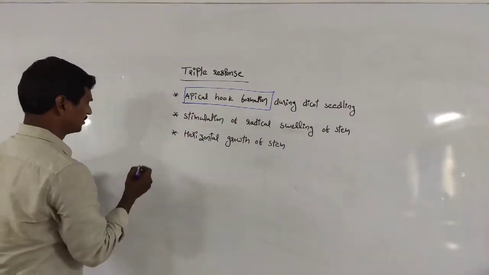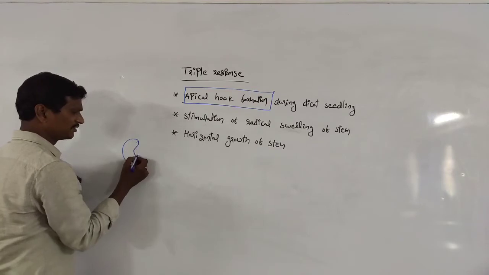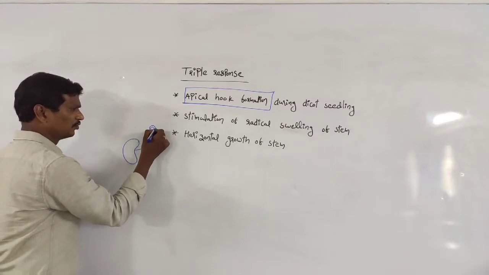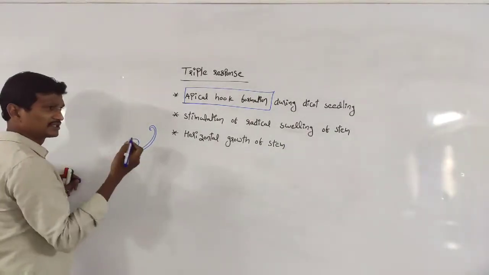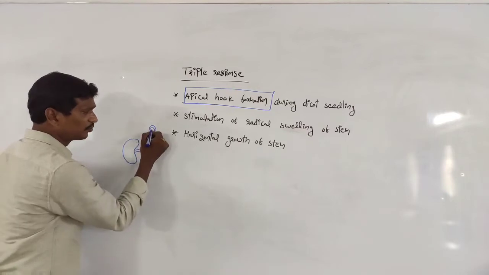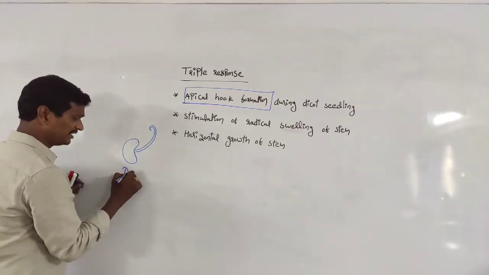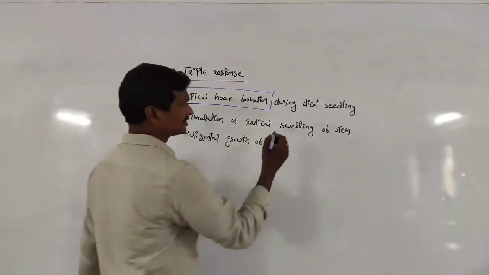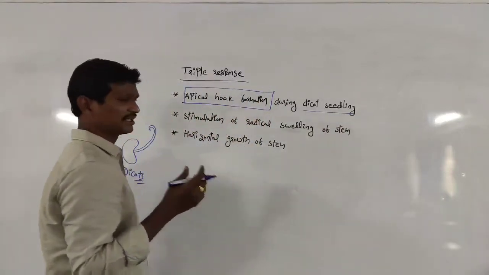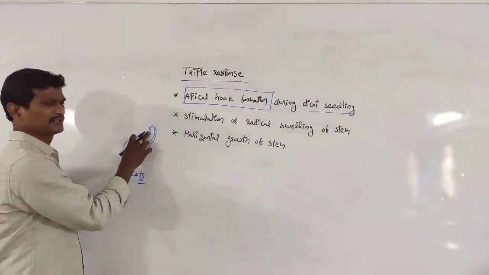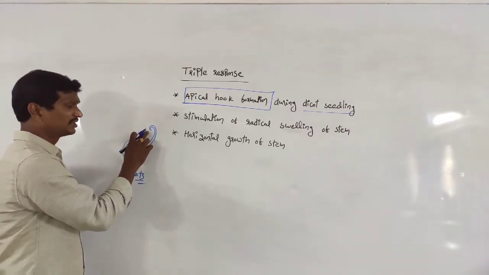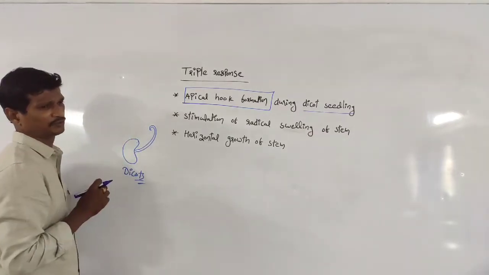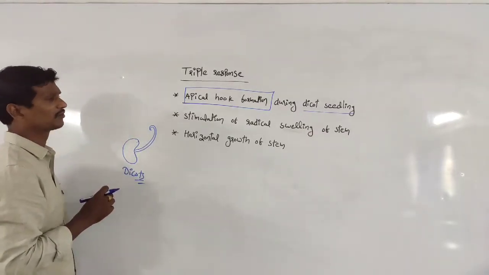Apical hook formation: whatever growing seedlings there are, especially dicots, form hook-like structures. When the seedling emerges, at that time hook-like structures are produced, especially in dicots. So during the dicot seedling process, apical hook formation takes place. This apical hook formation is done by the ethylene phytohormone, right?